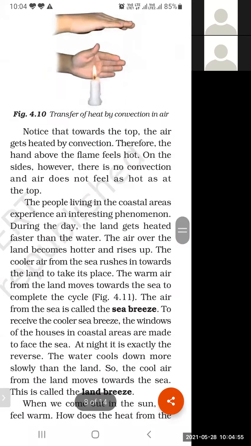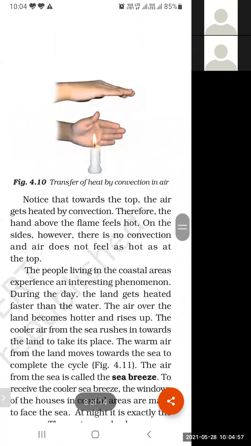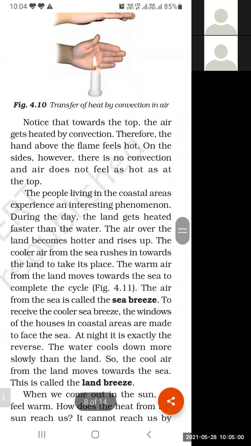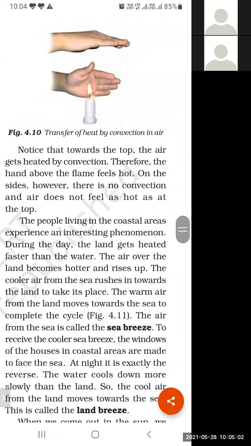So students, you can see very well on your screen that in figure 4.9, one hand is at the side of the candle flame and one hand is above the candle flame. Notice that towards the top, the air gets heated by convection, because above the flame, the air becomes hot and it rises up. And that hot air has more temperature, more heat.